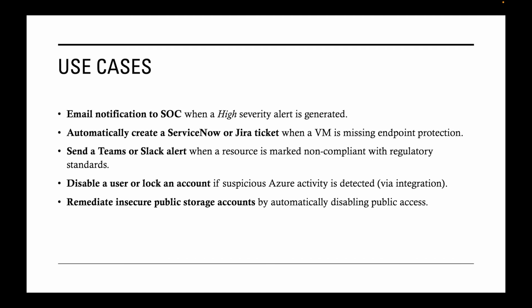Then you want to send a Teams or Slack alert, excuse me. And then some use cases, maybe disable a user or lock an account if a suspicious activity happens. And I'm going to walk through a suspicious activity setup for you. And then remediate insecure public storage accounts, so something that should not be there, disabling the public access as well. Okay, so that wraps up the what is workflow automation.